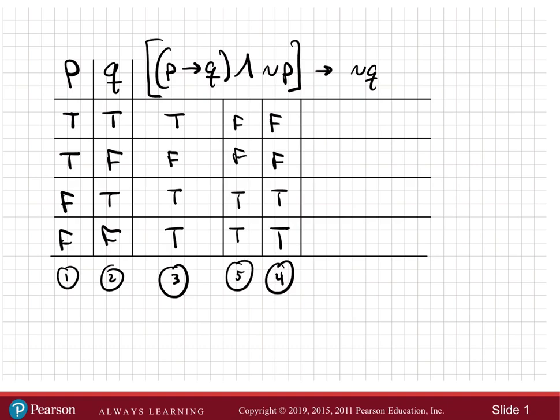Let's go ahead and do our not Q. So it's alternating what? False, true, false, true, false, true, false, true. That's our column 6. So then we want to say column 5 implies column 6. Implication is always true except true implies false. So we get true, true, false, true.